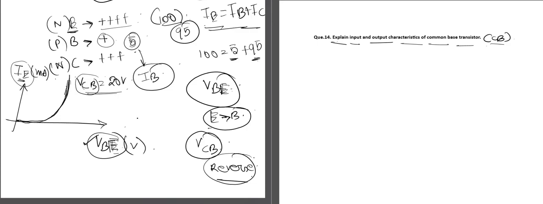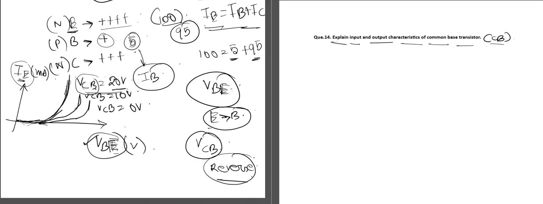Okay. This is the curve which is defined at V_CB of 20 volt. Next, if we draw another, this will be the curve, and let us draw another. The last curve is for 0 volt. The next curve is for 10 volt. So this is the curve.